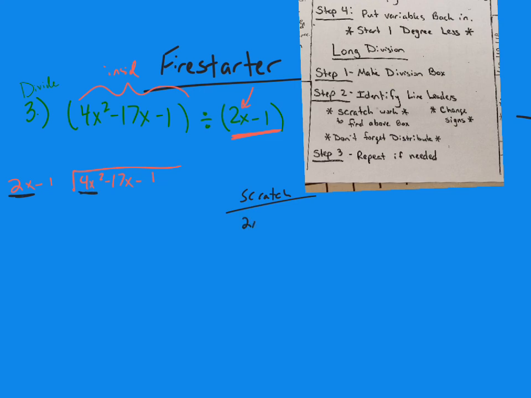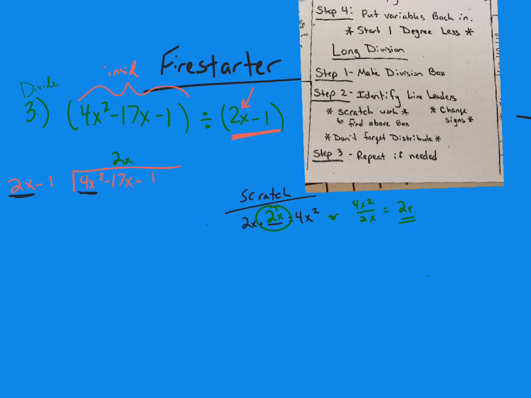And I'm going to say 2x times what is going to give me 4x squared. Right? So I look at that, 2x times 2x will give me 4x squared. Now you could do 4x squared divided by 2x and that would give you the same answer, right? And that would go on top of your box. So this 2x right here is going to go on top of the box. Remember, I line it up. I think it's really important that you line it up correctly.